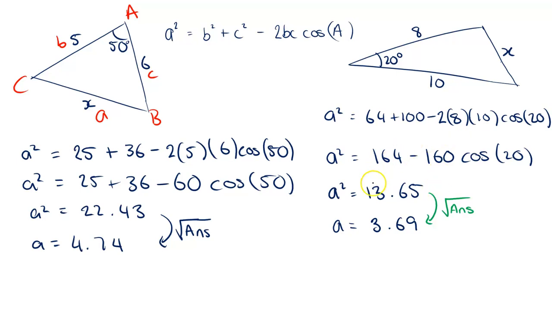And the right-hand side of the equation evaluates to 13.65. You take the square root and you should get 3.69. Well done if you managed to get that. If you didn't, feel free to pause the video again and just have a look through my solution.